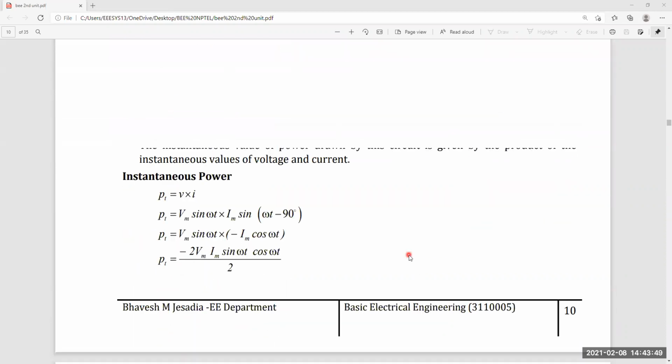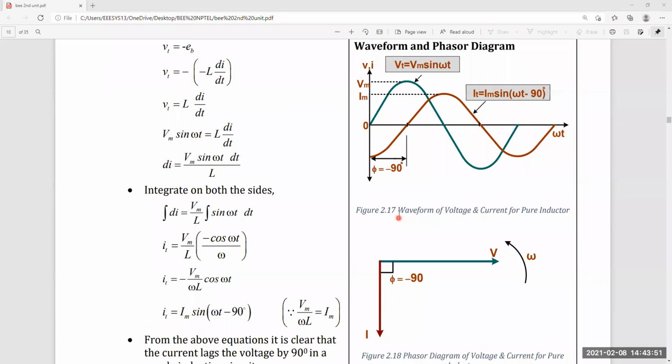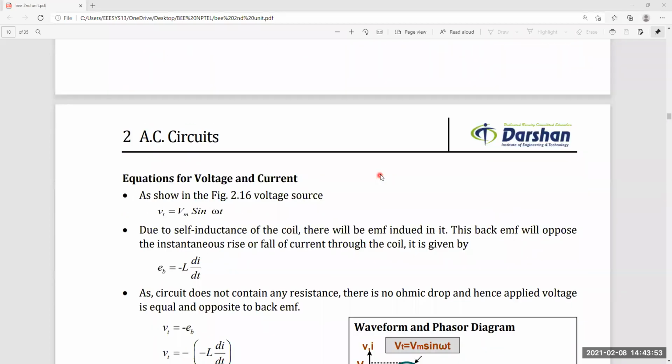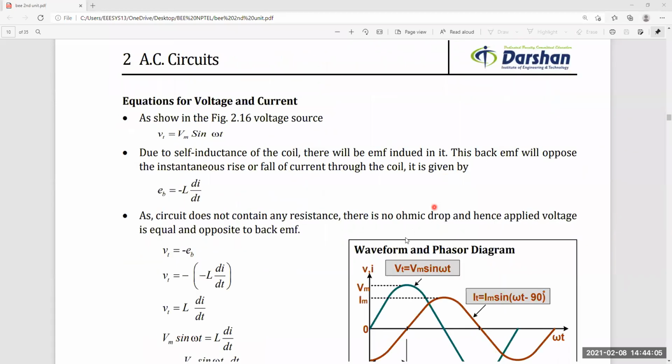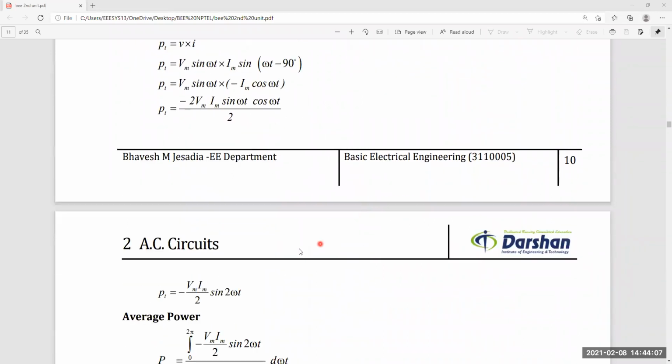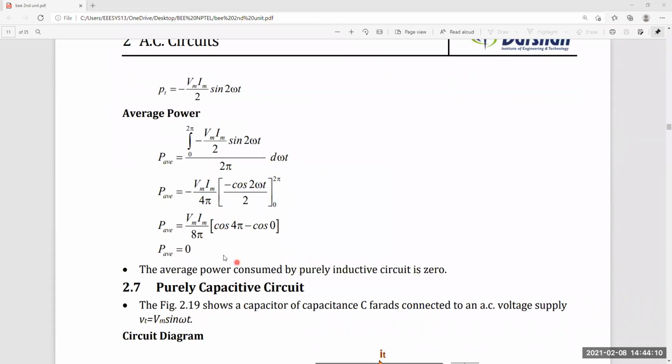So that means an inductor is not an energy consuming device. It's an energy storage device, but a resistor is an energy dissipating device. The inductor stores energy in the form of an electromagnetic field. That's why the average power across the inductor is 0. The average power consumed in a purely inductive circuit is 0.